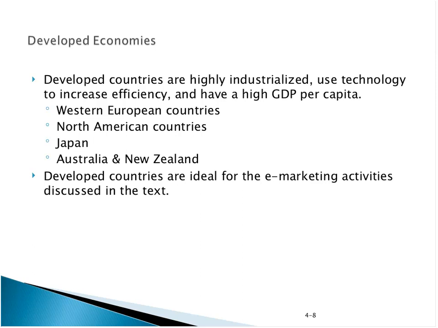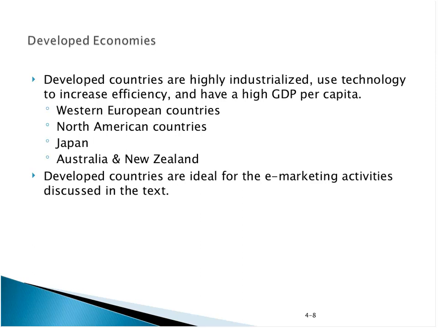Developed countries are highly industrialized, use technology to increase efficiency, and have a high GDP per capita. Western European countries, North American countries, Japan, Australia, and New Zealand are all part of developed countries. Highly industrialized nations usually have perfect infrastructure and higher technology access. That definitely gives them a higher chance to use anything dependent on those technologies. Internet is one of those. That's why you can see these countries are ideal for e-marketing activities.